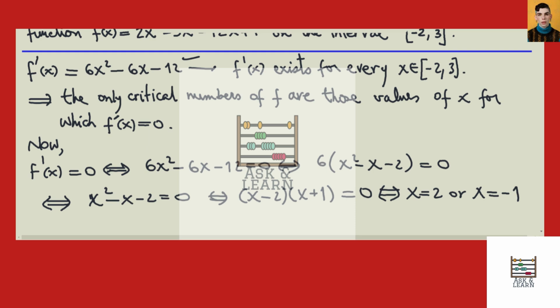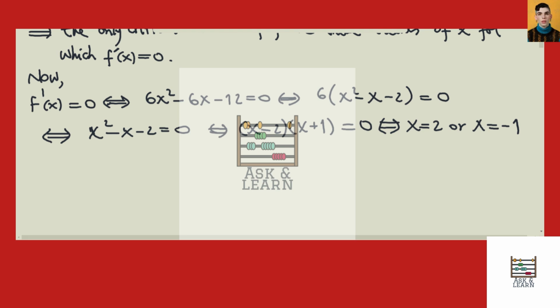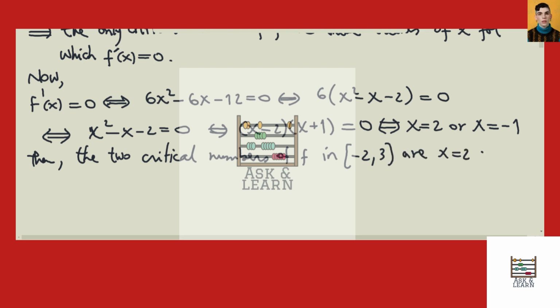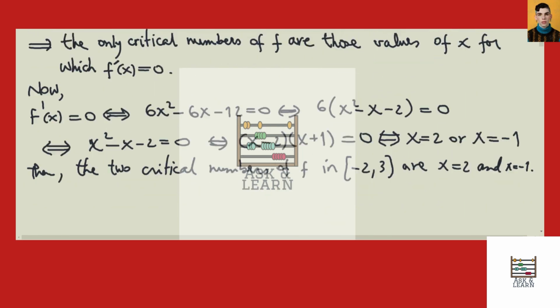And these two values are both in the interval [-2, 3], so they both have to be considered. Then the two critical numbers of f in the interval [-2, 3] are 2 and -1. So we have to find the images of these two critical numbers and the images of the endpoints of the interval.